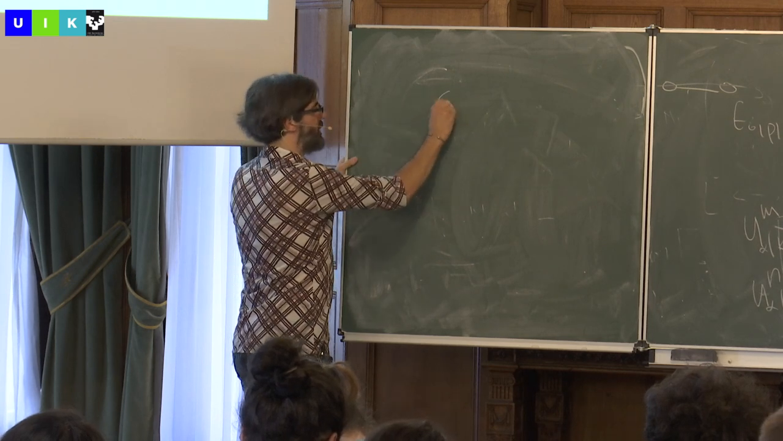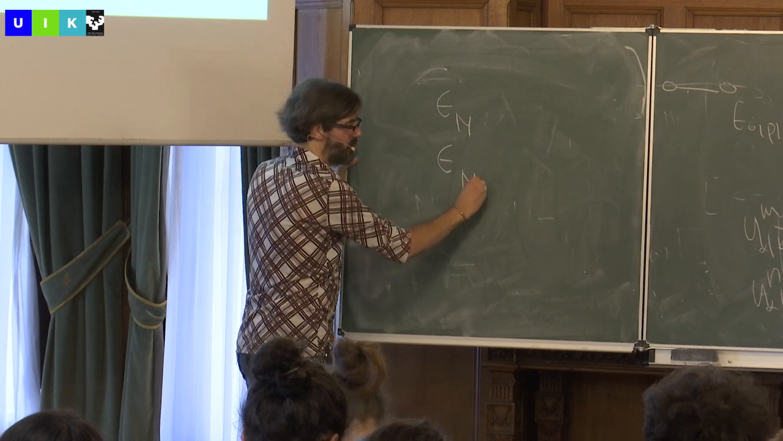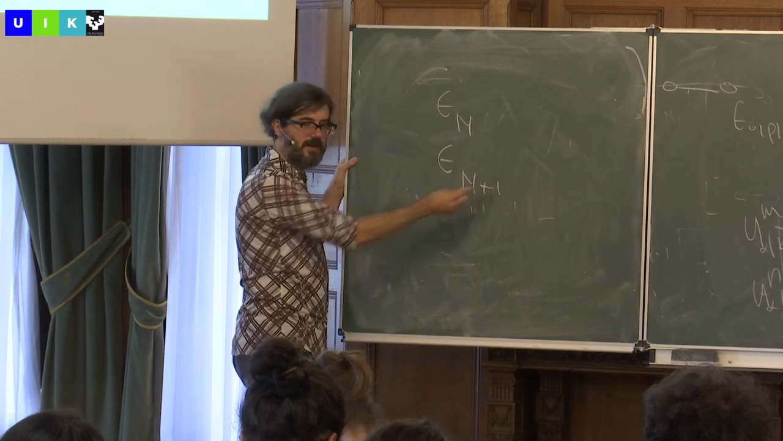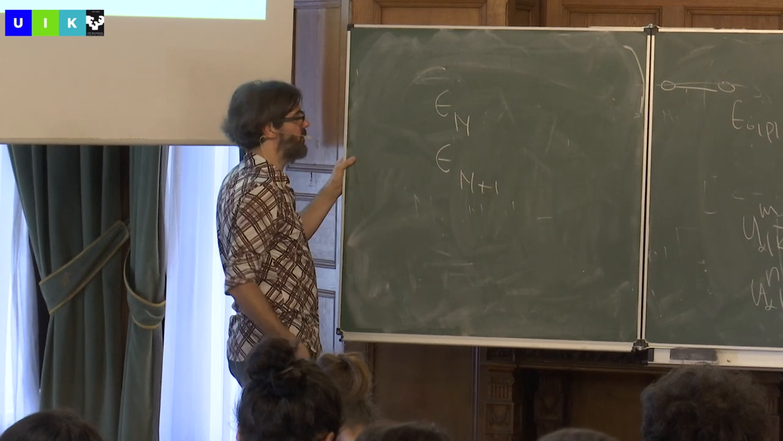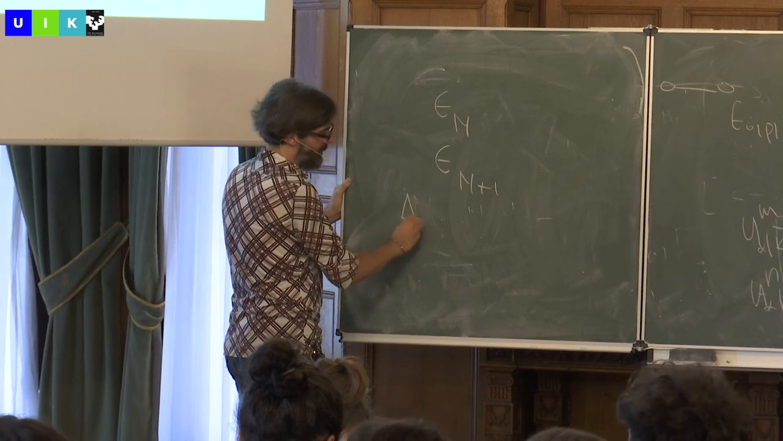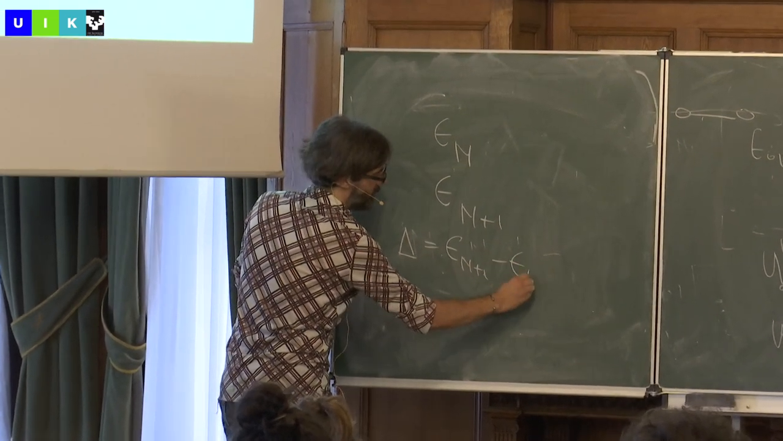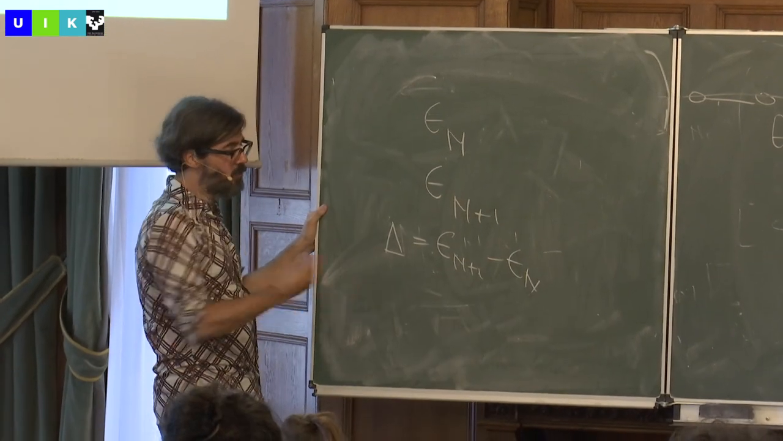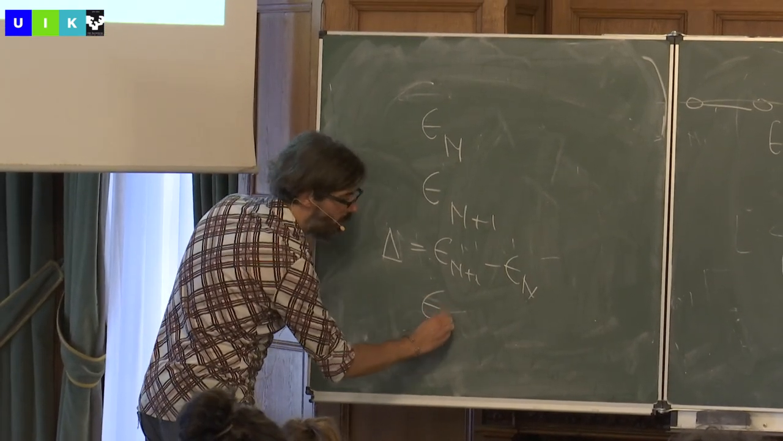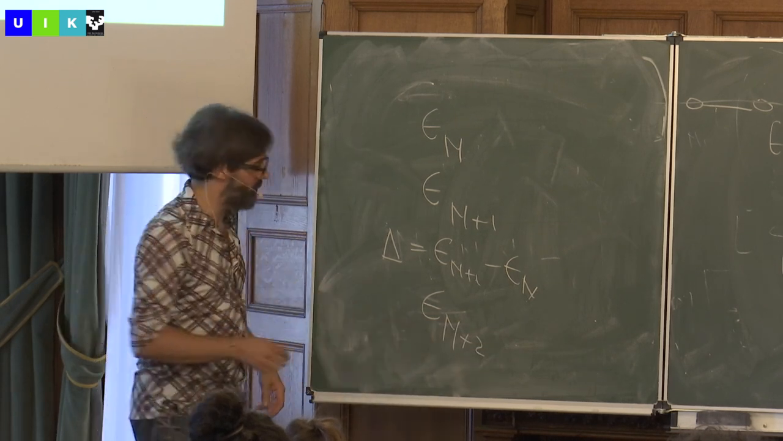So you have the ground state at n particles. You have the single particle excitation, at n plus one or n minus one. You can do this in either the plus one or minus one sector. Let's do it plus one. And hence, the gap, the energy difference for the single particle, is E(n+1) minus E(n). And now you look at two particles, and you have the lowest energy in two particles. It's E(n+2).